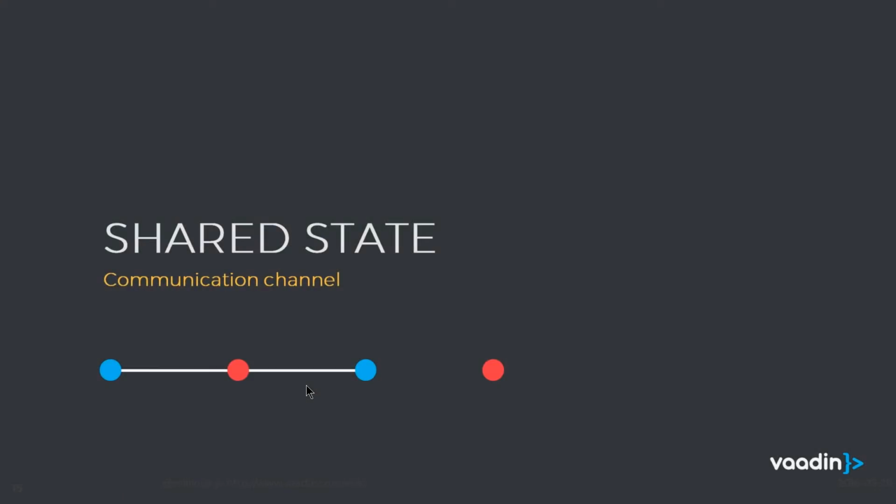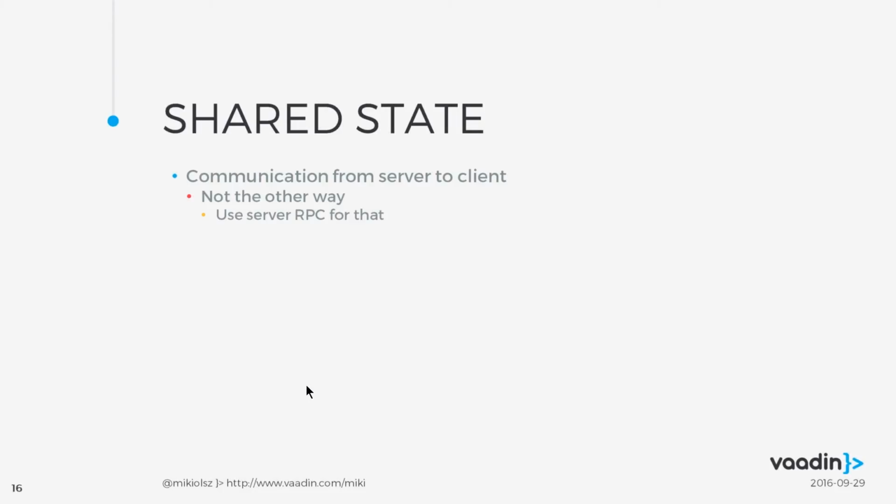So let's take a look at the shared state, which is the communication channel. By the way, everything that I say here about developing an add-on and all those shared states and RPCs, this is how the framework actually works. Shared state is something that is used from server to client, and as confusing as it may be, it's not the other way. To circumvent that, you can use server RPC, so you define an interface on the server side that the client can call.